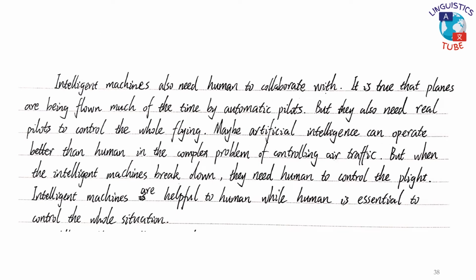Intelligent machines also need human to collaborate with. It is true that planes are being flown much of the time by automatic pilots, but they also need real pilots to control the whole flying. Maybe artificial intelligence can operate better than human in the complex problem of controlling air traffic, but when the intelligent machines break down, they need human to control the plight. Intelligent machines are helpful to human, while human is essential to control the whole situation.